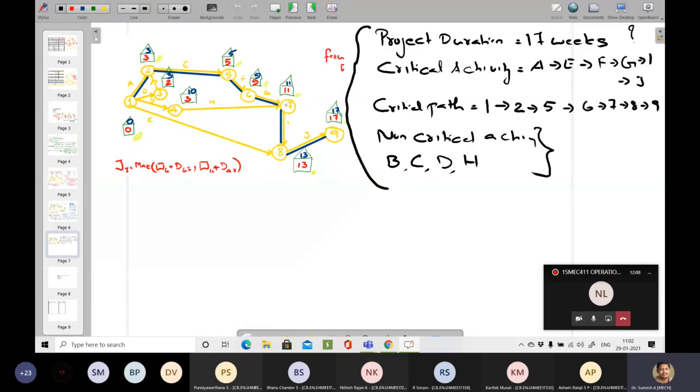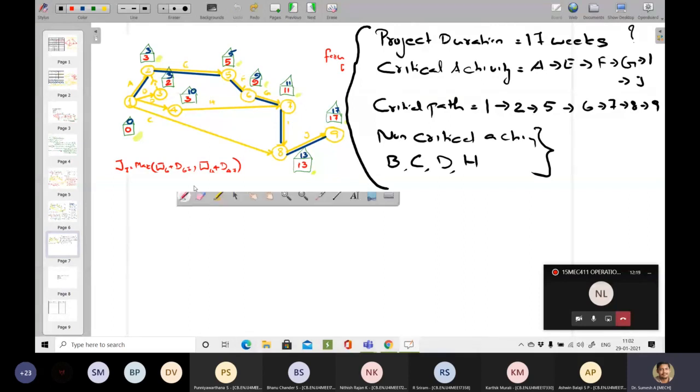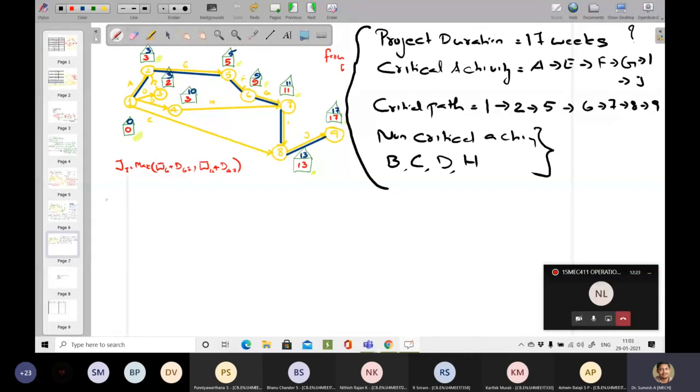And I told you that that is determined based on the term called float. So float is nothing but the slackness which is present inside the system. And if you calculate the floats for the critical activity, you can see that for the case of critical activity, the float values are 0. So now we will see how to calculate the float values.